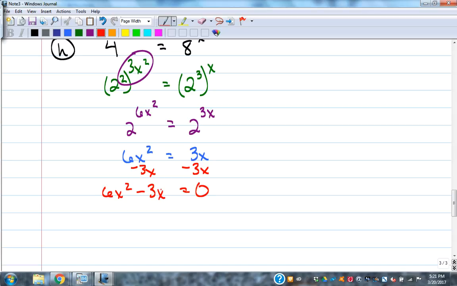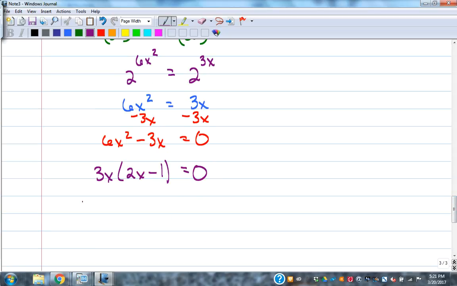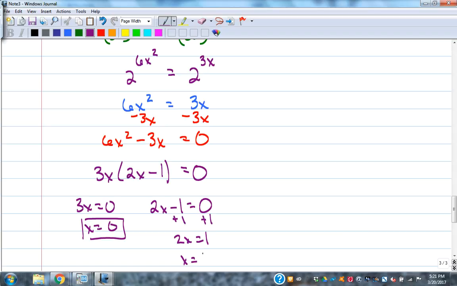Then I've got options. I've got the quadratic formula that I could do, where I've got a, b, and c is 0. Or I could do factoring. I'm going to do factoring on this one because it's got a GCF of 3x. So that'd be 3x and then 2x minus 1. And then I set each of those equal to 0. x equals 0. And then add 1, 2x equals 1, x equals 1/2. 2 answers for that one.